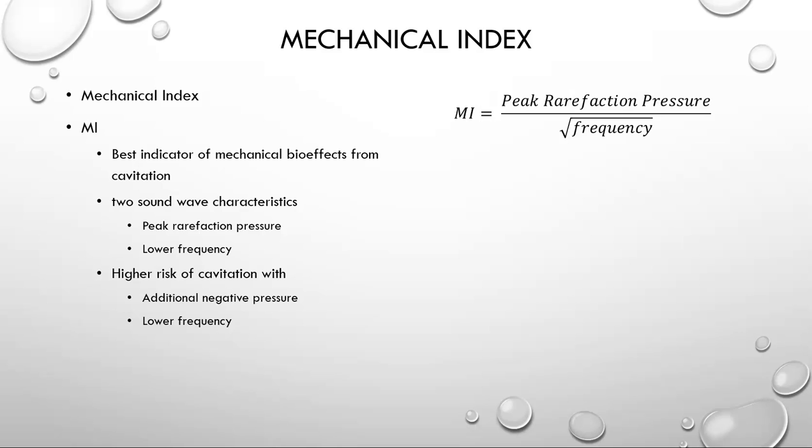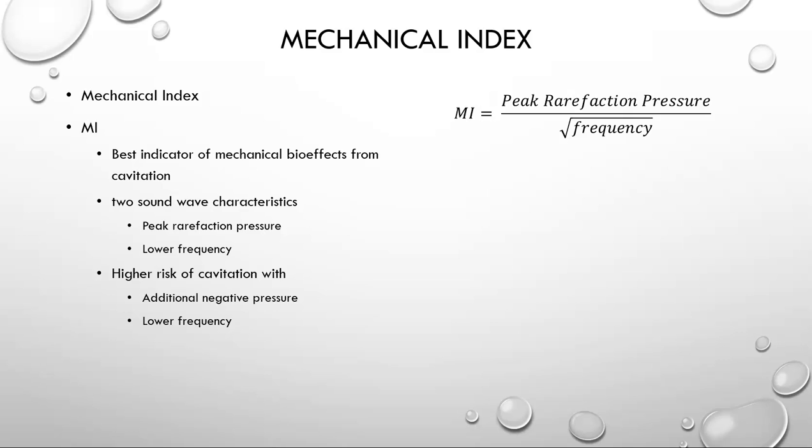The equation for mechanical index is shown here: peak rarefaction pressure divided by the square root of the frequency. This is a good equation to memorize. However, you will not be expected to do any calculations with it on the registry exam. That concludes our mechanical index.